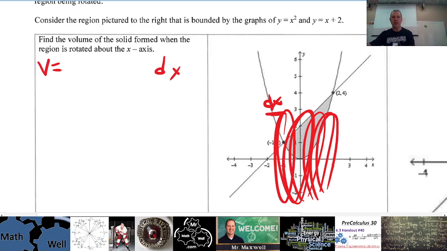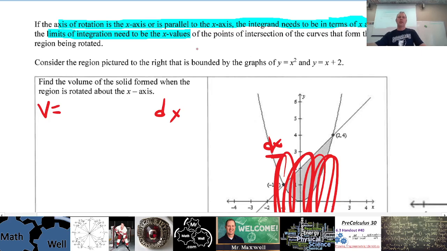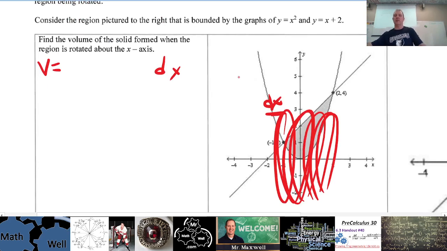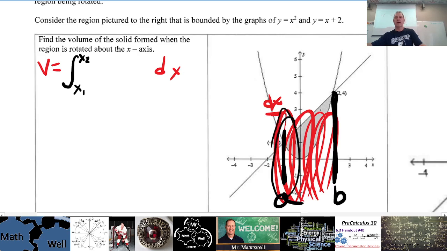That's the first thing, and that's what the first part of this says here. The limits of integration then also need to be x values. So consider that if we're going to go from this a to this b and rotate it around this way, the a and the b also need to be x. So this is, I guess, x1, x2. So this is all x if the x-axis is in line with the center of the circles, discs or washers, then this is all x stuff.